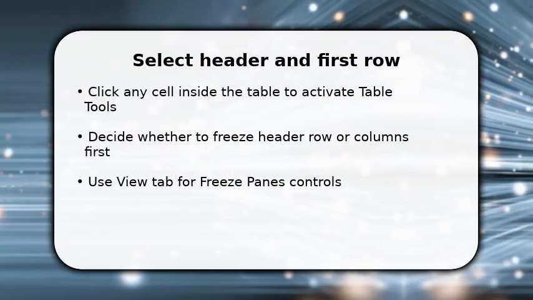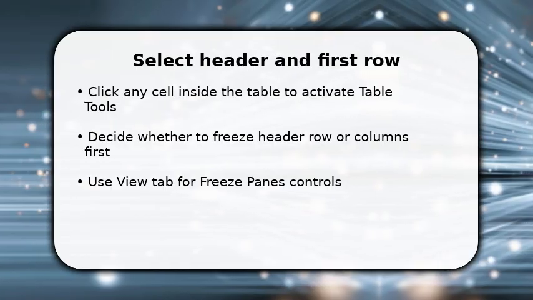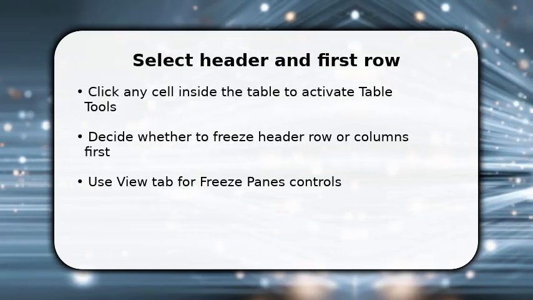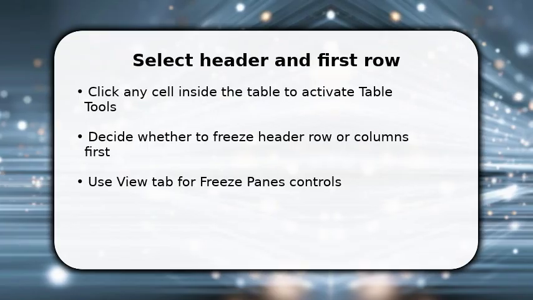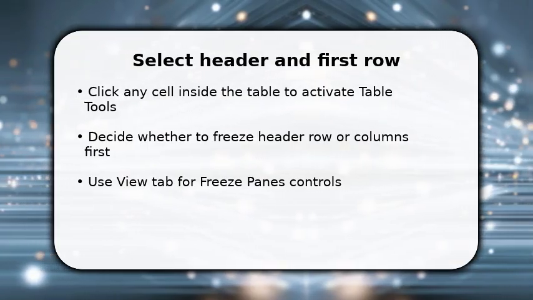Make sure the table is formatted as a range or table object so Excel recognizes header rows. This ensures consistent behavior when scrolling, sorting, or filtering later.